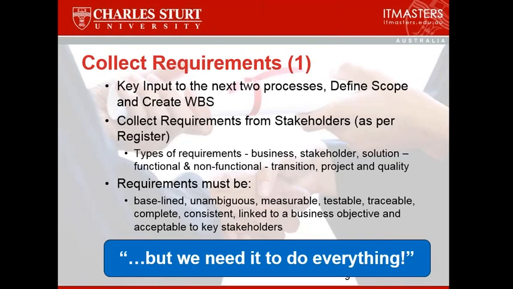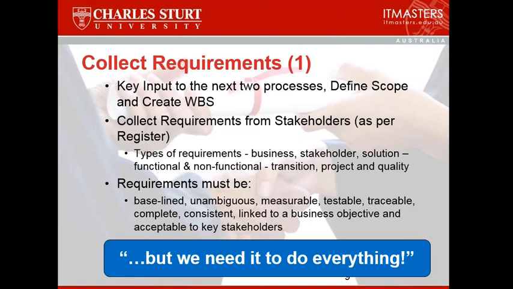So collecting requirements is the input into the next two processes: define scope and create your work breakdown structure. So we collect requirements from our stakeholders. Who are our stakeholders? All those people that we have highlighted in our stakeholder register. We discussed that last week. Different types of requirements could be business, stakeholder, solution, and they could be functional or non-functional.